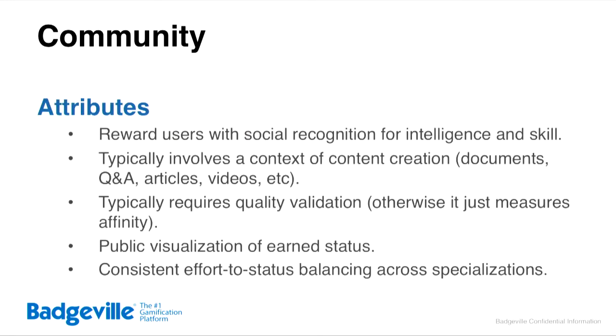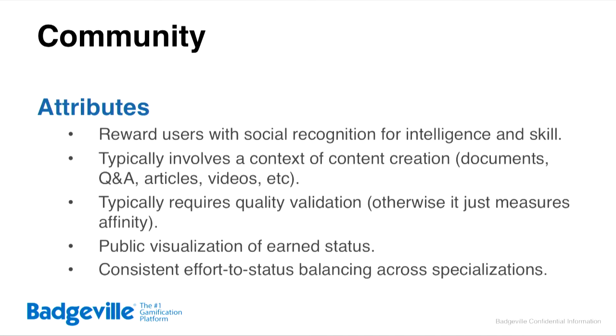So when you look at attributes of a community, you're rewarding people with social recognition. That was one of those motivators I was talking about for either their intelligence or their skill. It typically involves context of content creation. Doesn't have to. When you look at an affinity community, the content is really just communication. They're not really solving any problems. They're just talking to each other and geeking out over something.